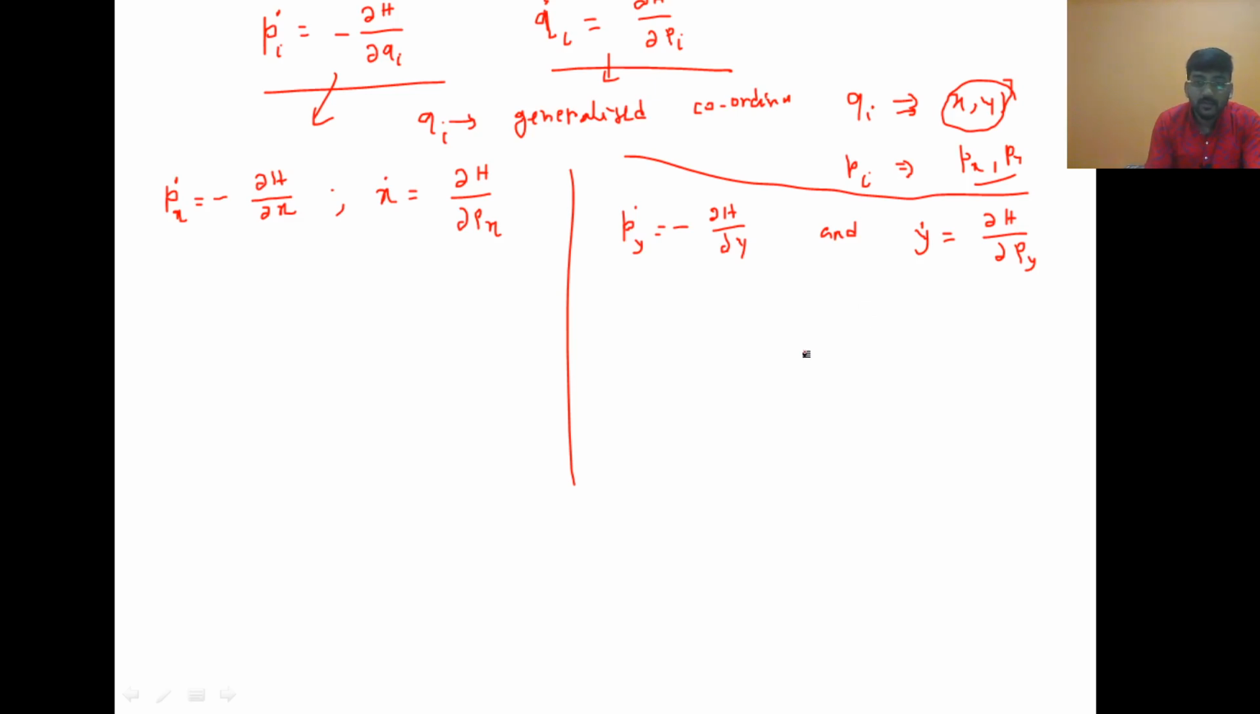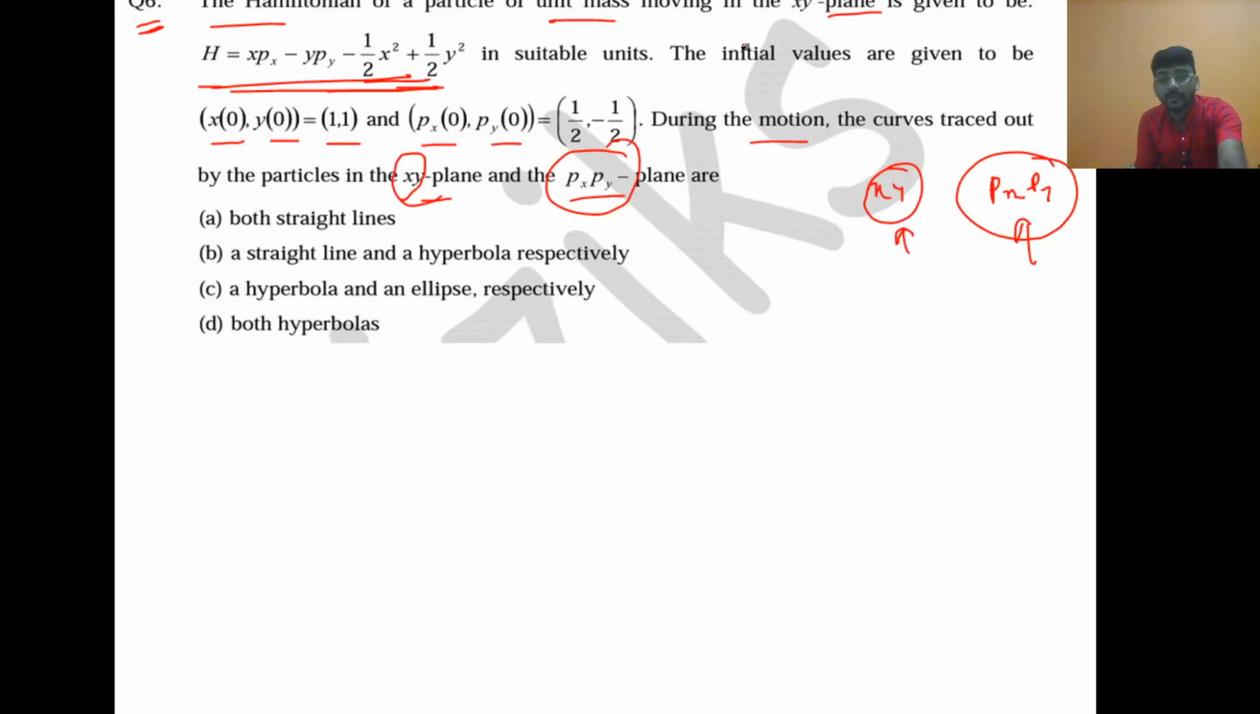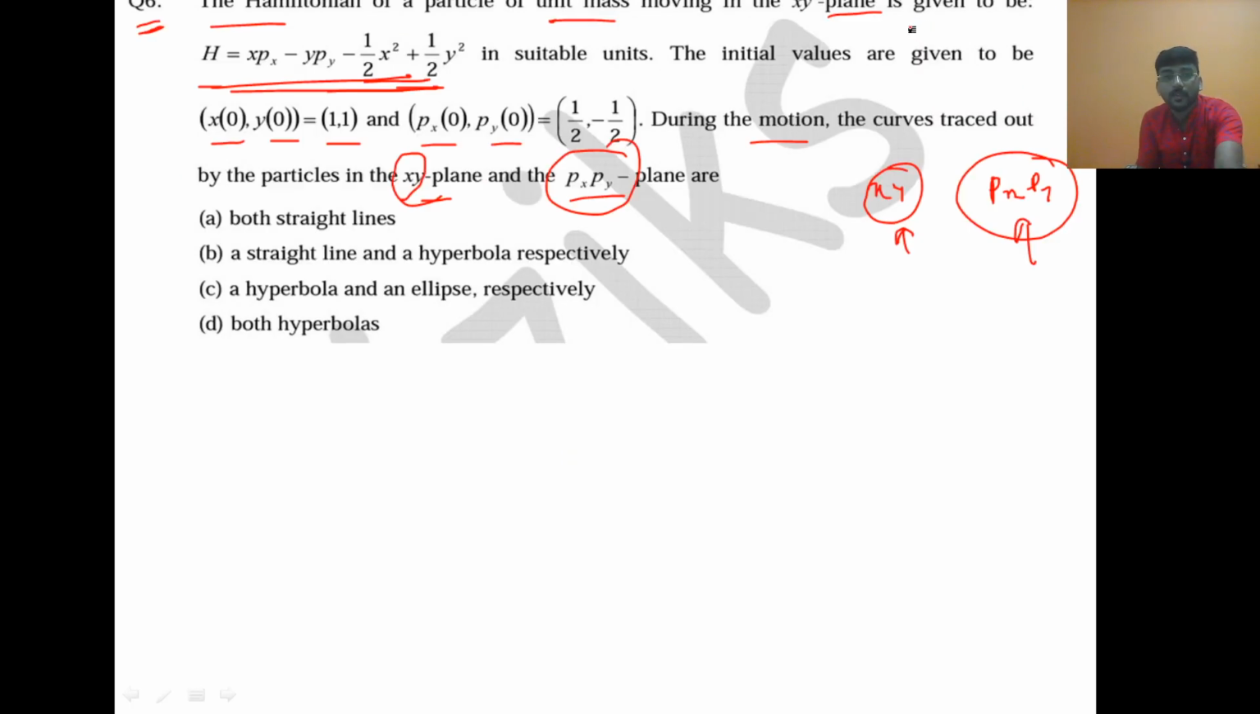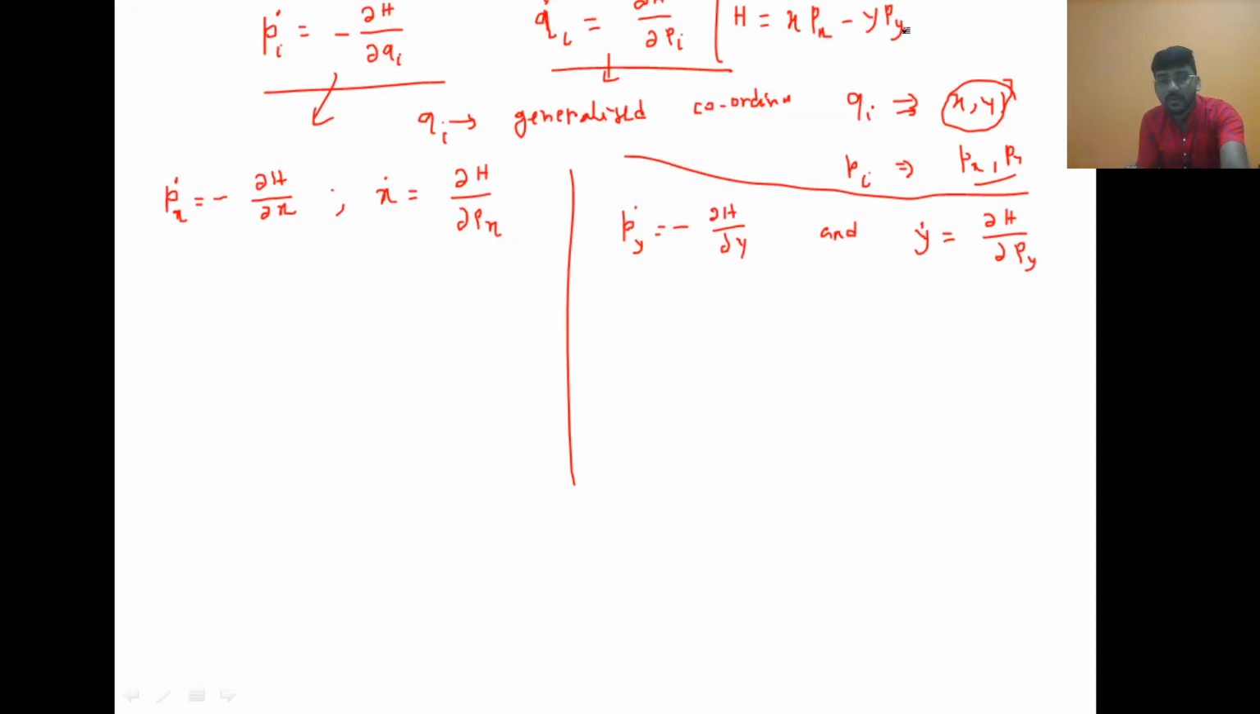Now let me see the Hamiltonian given here. Let me write the Hamiltonian H over here. H is x px minus y py minus half x square plus half y square. This is the Hamiltonian given.